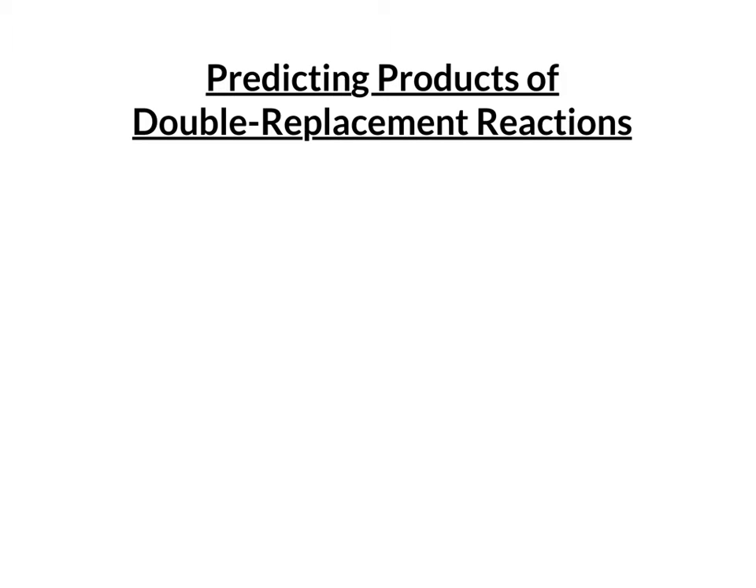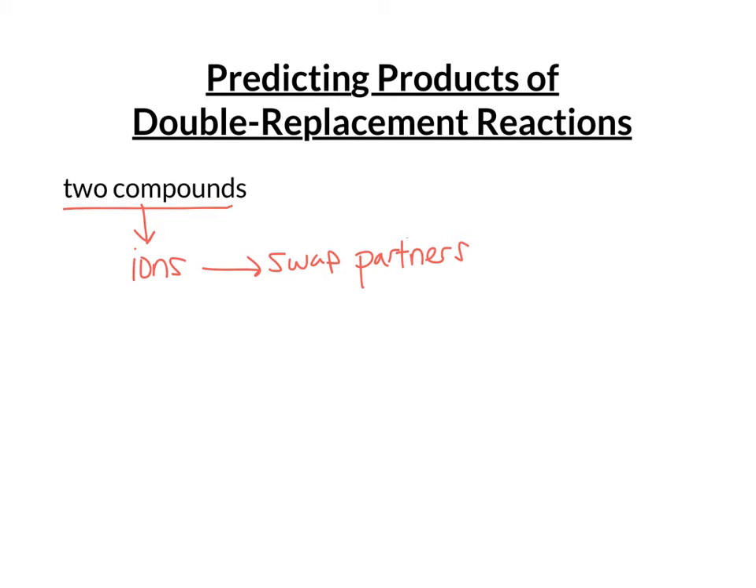I'm going to talk about predicting products of double replacement reactions. So first, let's talk about what a double replacement reaction is. In a double replacement reaction, we're starting with two different compounds. Those compounds are going to split up into their component ions in solution, and then they're going to swap ion partners, forming two new compounds.